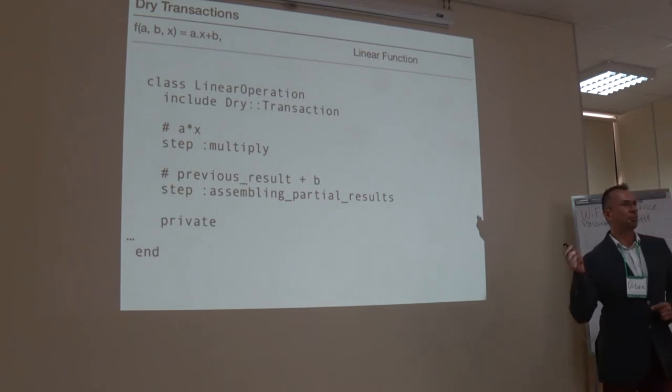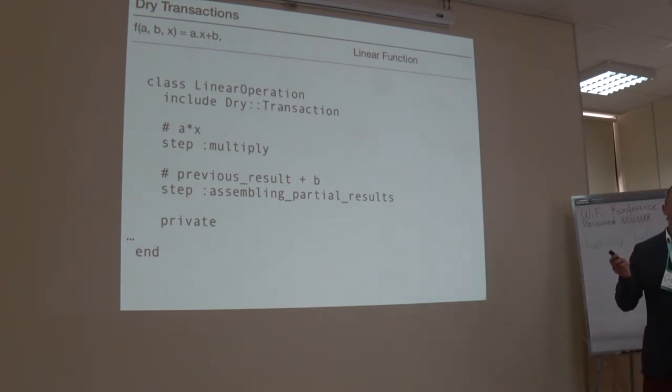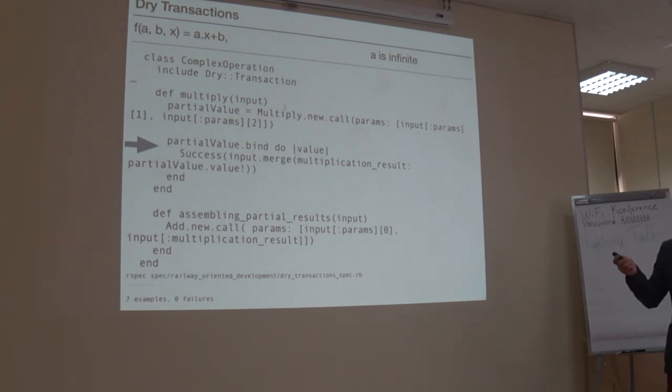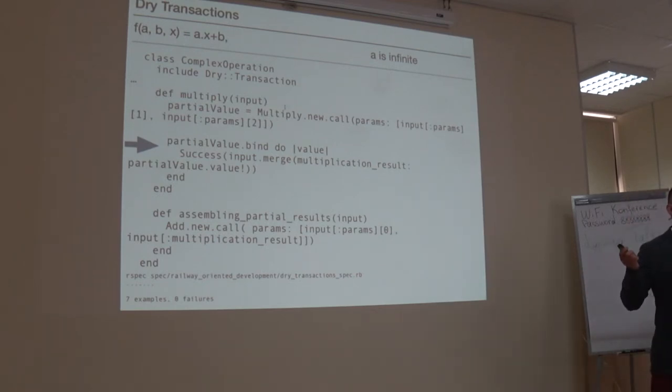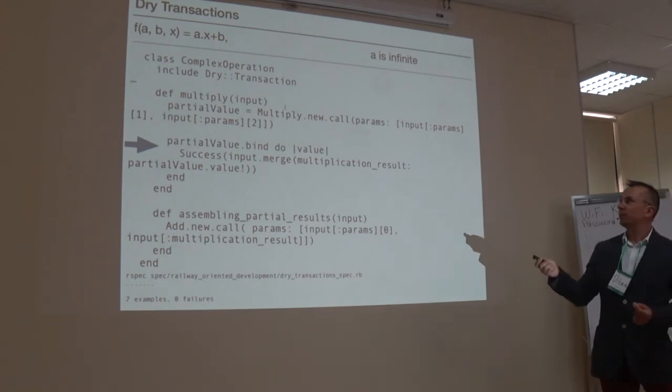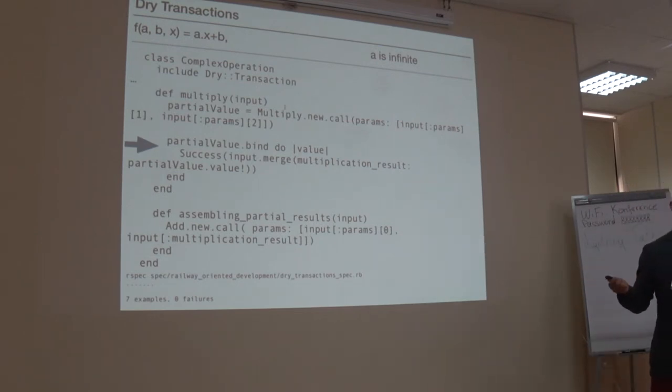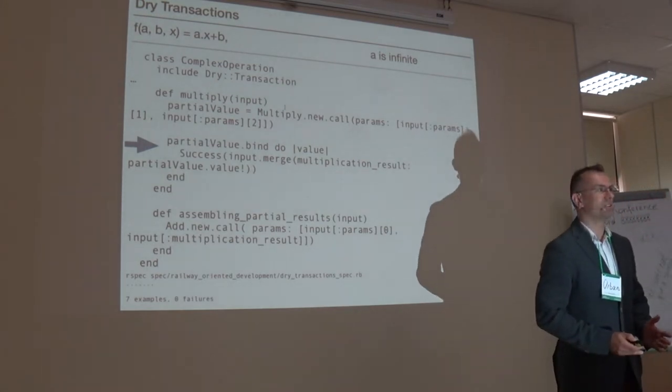We decompose the mathematical formula exactly as it is into steps. The first step is the multiply step. The second is assembling all the parts together. In the multiply step, we call the multiply operation. And the convention is that they return a result monad. If the result monad is success, then the code block is going to be executed. If you look where the arrow is, if the result monad is success, then the code block is executed, and that's how we inject the outcome of the multiply operation into the success monad. If the outcome of the multiply operation is failure, then the code is not being executed, and the failure monad is going to be returned, and that's how the execution is going to be allocated into the failure lane.